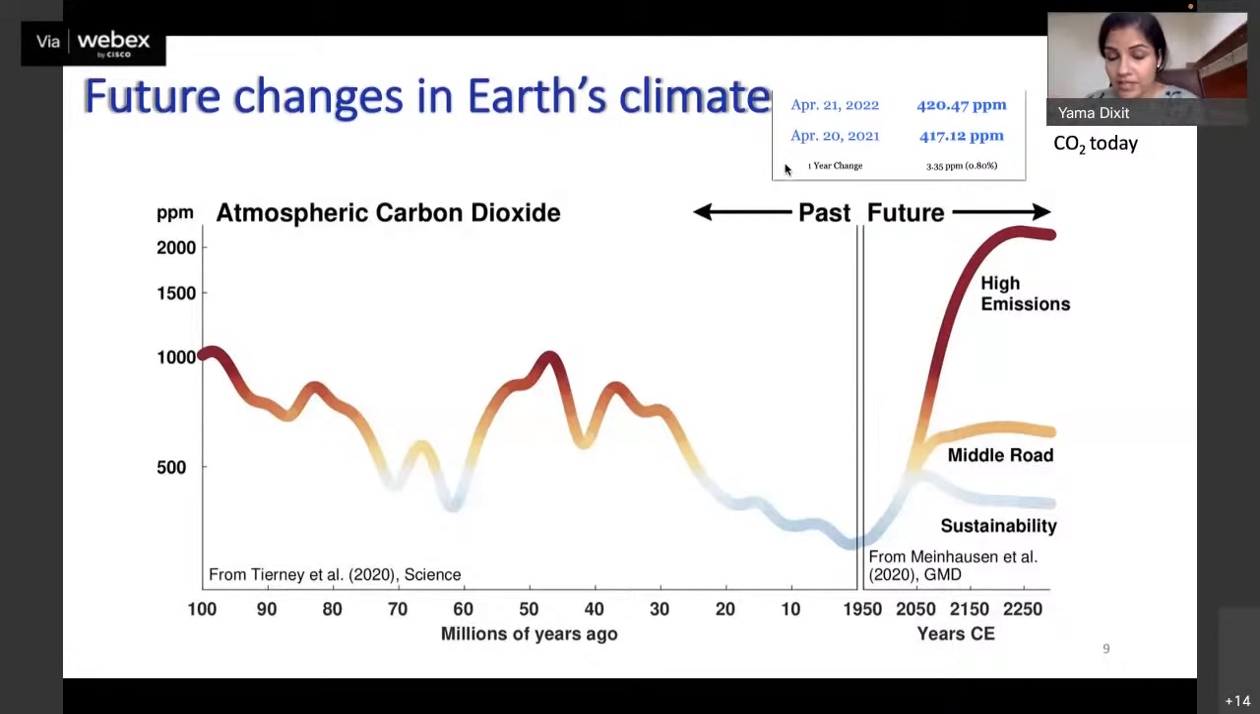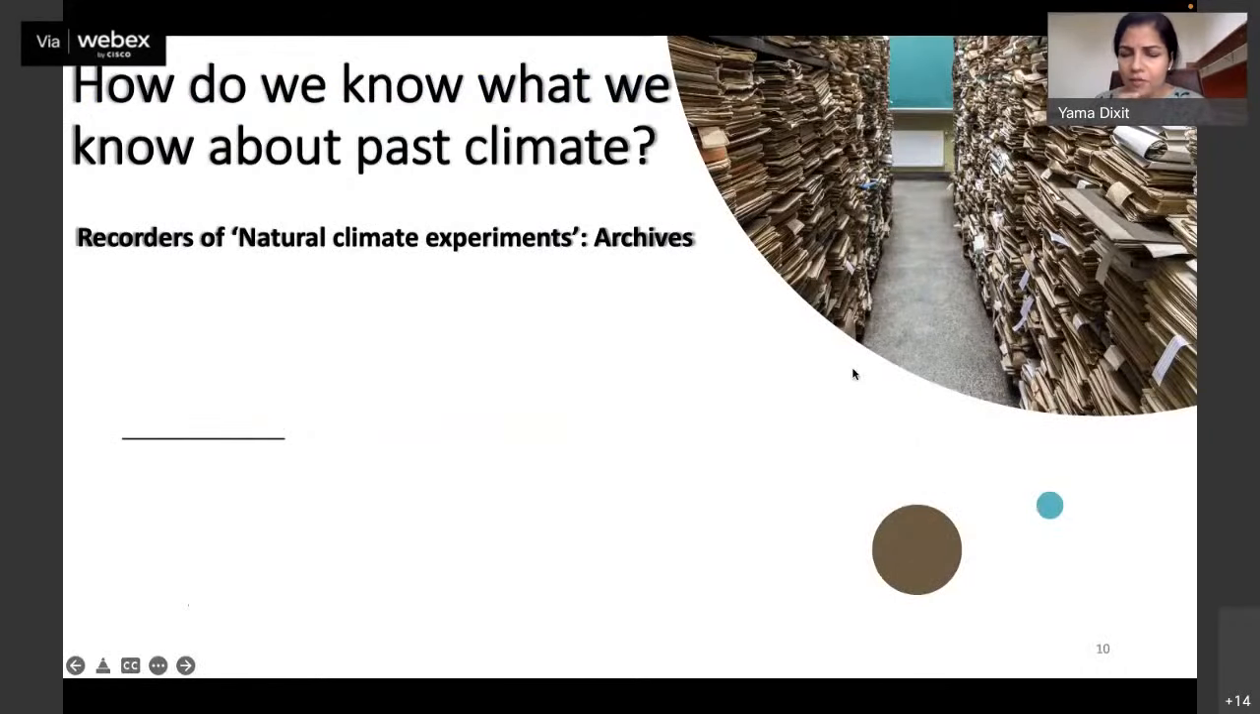So this is what we know. This is what we know about the future. This is also what we know about the past, that in the past there were intervals when the CO2 was higher than what it is today. Now the question comes, how do we know that the CO2 was so high in the past?